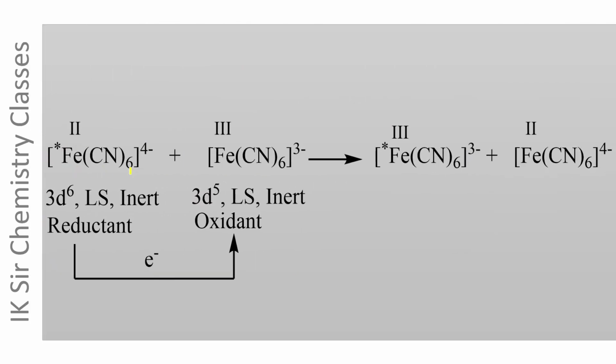This is [Fe(CN)6]4-, in which the oxidation number of iron is +2. This is another complex [Fe(CN)6]3-, ferricyanide, in which the oxidation state of iron is +3. This iron atom is labeled with a radioisotope.